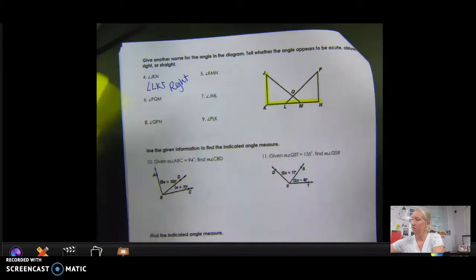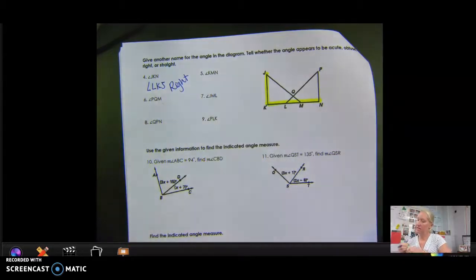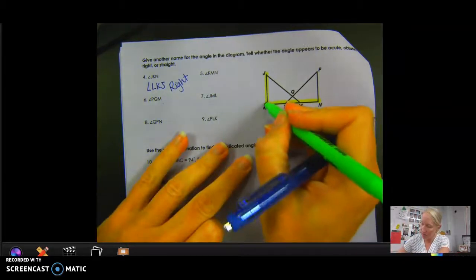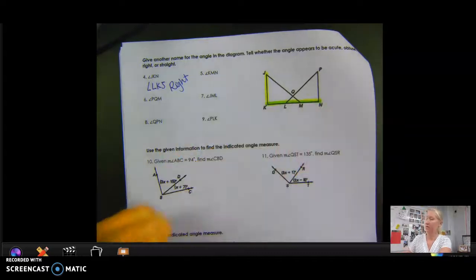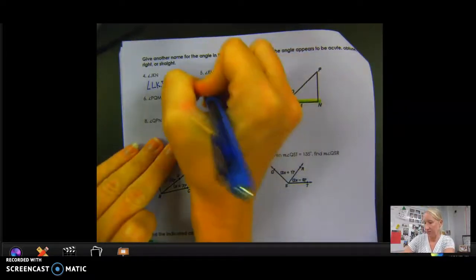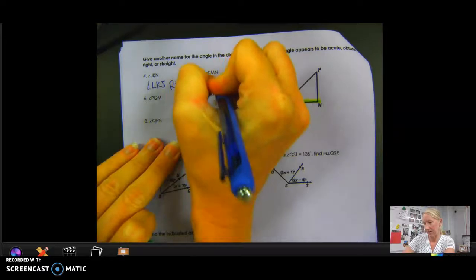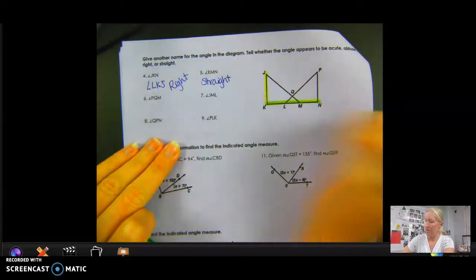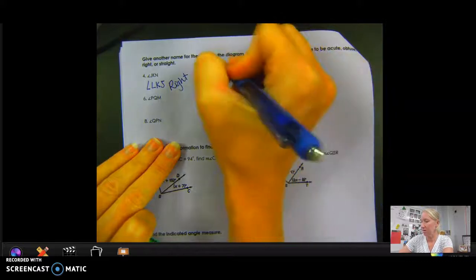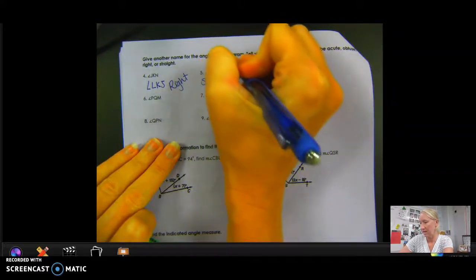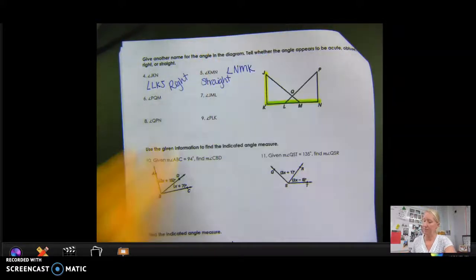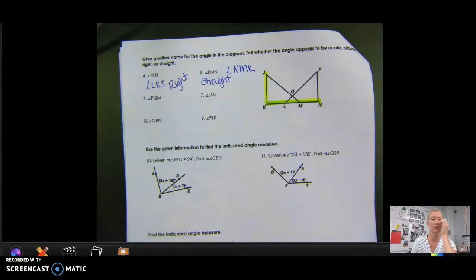Number 5 is K to M to N. So that would be a straight angle. So 180 degrees, it's a straight line. I can't call it by one letter because there are too many things down here. I'm just going to go the other way around. I'm going to call it N to M to K. Go ahead and pause me, try 6 through 9, and unpause me when you're done.